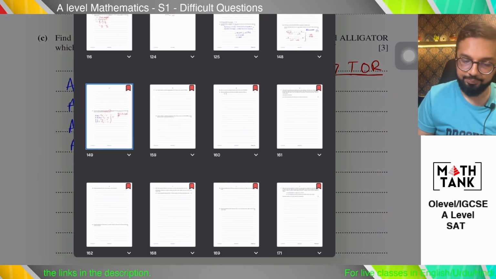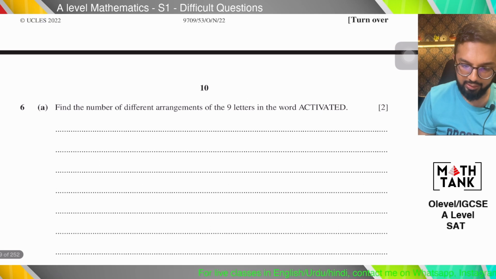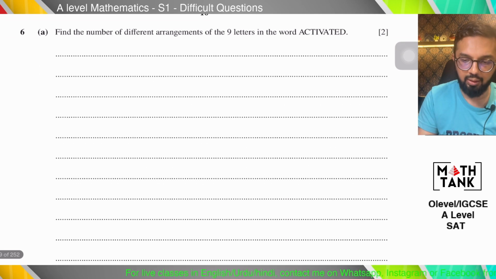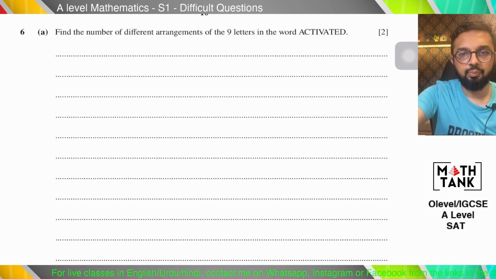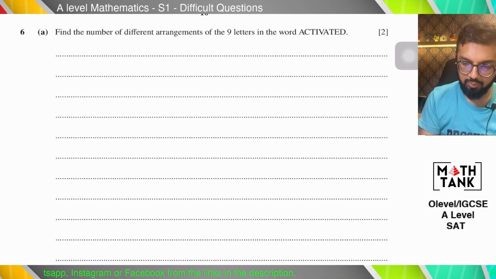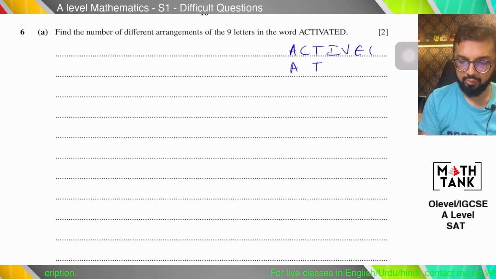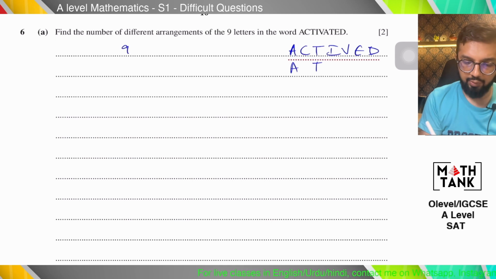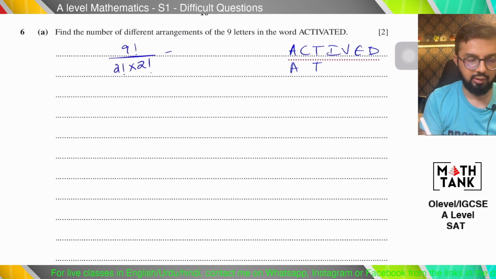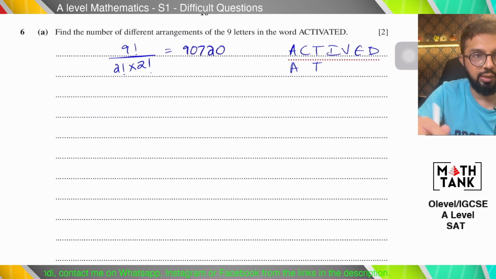Okay, moving on to the next difficult question. This is the word activated from 5/3 November 22. Okay, so this says find the number of different arrangements of the 9 letters of the word activated. So let's write activated in our form first. So I have 9 factorial over 2 factorial into 2 factorial. I think that came out as 90720 earlier as well. So I'm just going to write that.